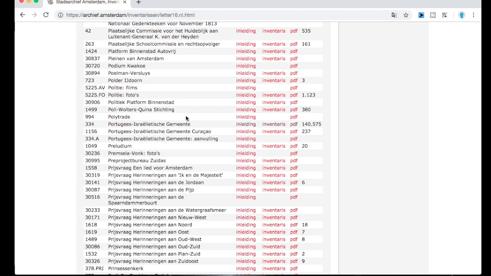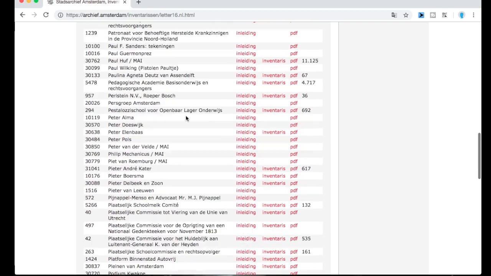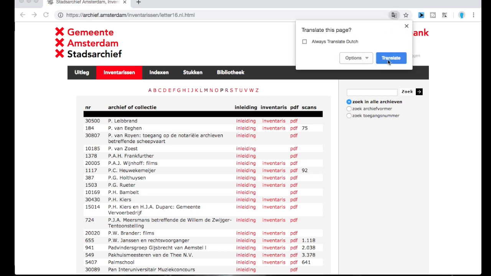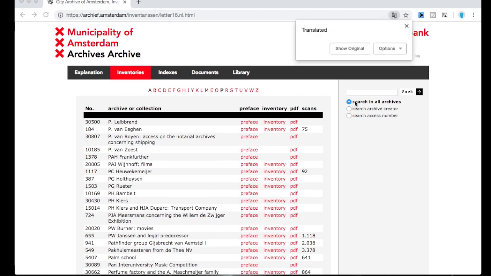But first, before we use that as an example, I'm going to show you about the search function within the inventories. Now going back to doing a translate, we can see search in all archives, search archive creator, or search access number. Search in all archives is exactly as it sounds, just a search in all of the archives. It's going to search the archive collection name. It's going to search the subcategory name. So there's catalogs within each inventory, and each one has its own name, and that is what you're going to be searching, all pieces of it.